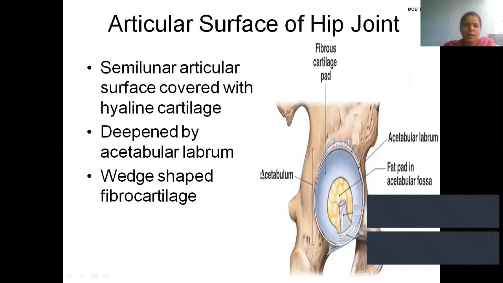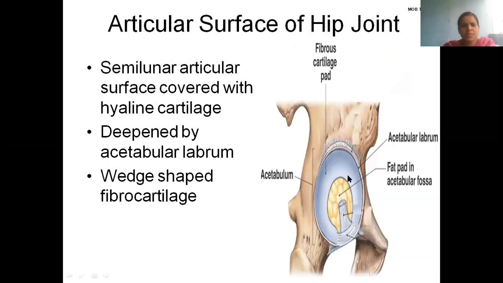Okay, now when you describe the articular surface of the hip joint, you find the acetabulum is semilunar. It is covered with a half moon shaped articular cartilage which is shown in blue color. The articular cartilage is also called hyaline cartilage. Okay, so it is deepened by this fibrocartilaginous rim which is the acetabular labrum. Okay, and in the fossa you have a lot of fat. The fat is filled in the acetabular fossa, and this is the transverse acetabular ligament which will be bridging this acetabulum.